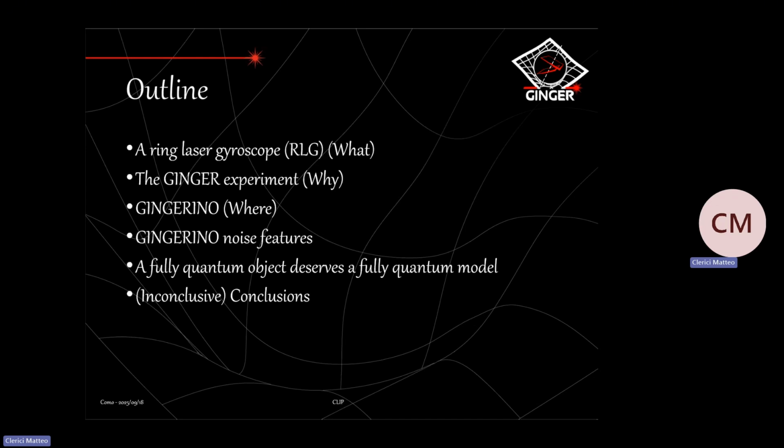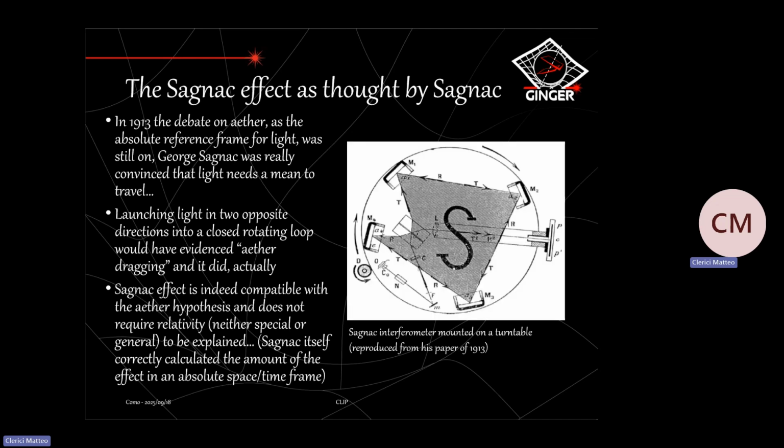First I would like to go briefly over what a ring laser gyroscope is. Then I will show what the aim of the Ginger experiment is. And then we will talk about Gingerino, the prototype of the Ginger experiment that was activated almost 9 years ago, and that gave this particular noise feature that we are studying in a fully quantum model at the moment. So let's start from the very beginning.